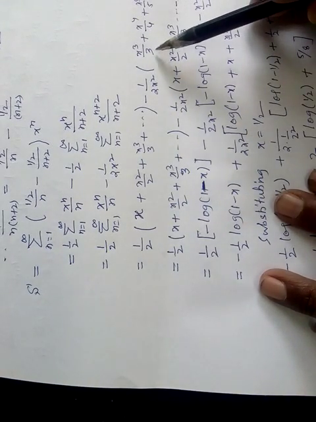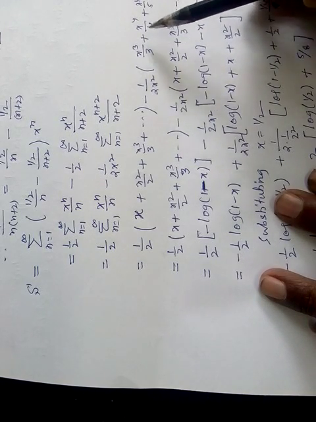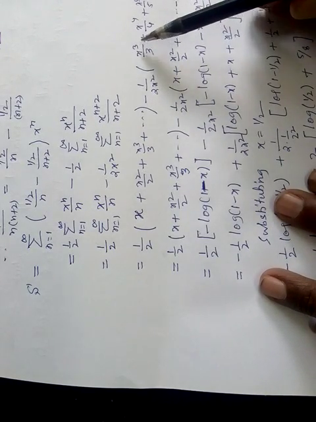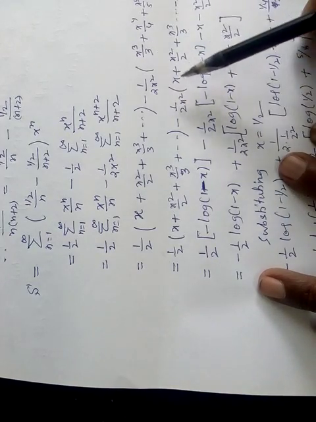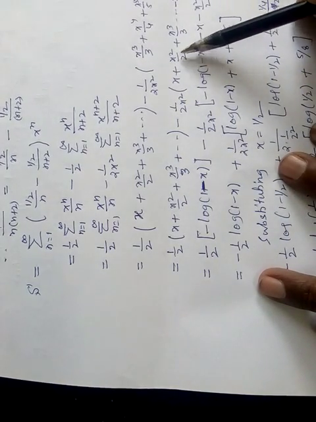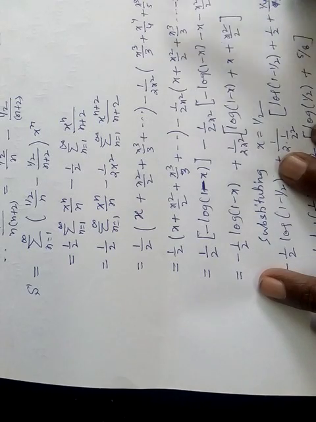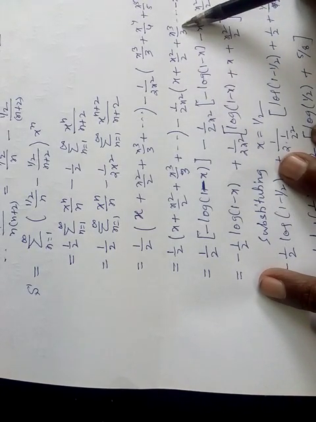The second series does not contain the first two terms. It started from x cube, meaning the first two terms are absent here. So that's why you have to add the first two terms, and also you have to subtract those two terms. Add and subtract the absent terms. After adding and subtracting, you will get the standard series here.